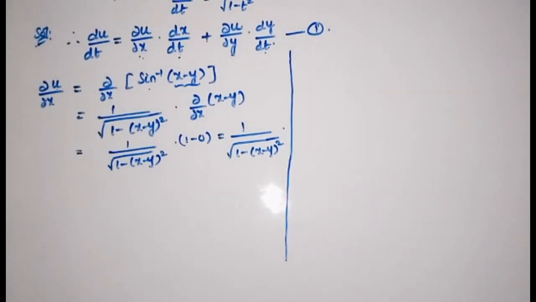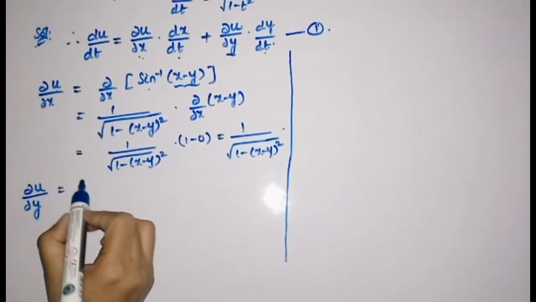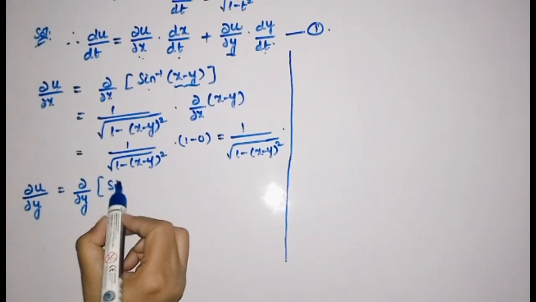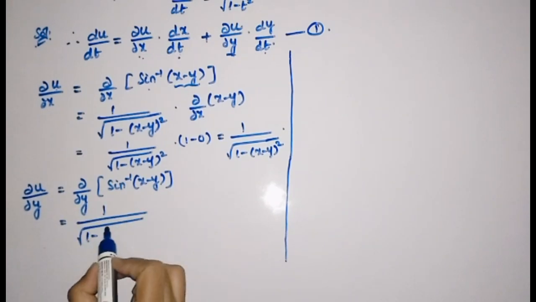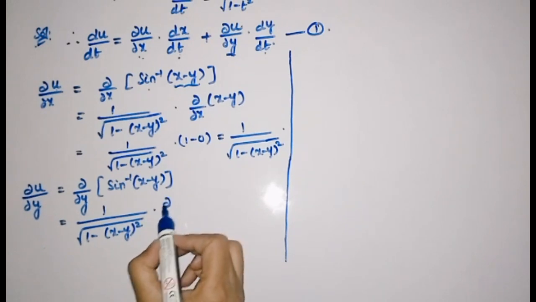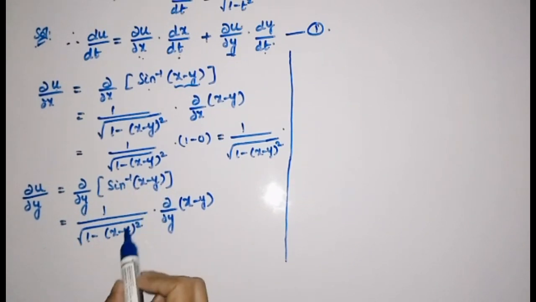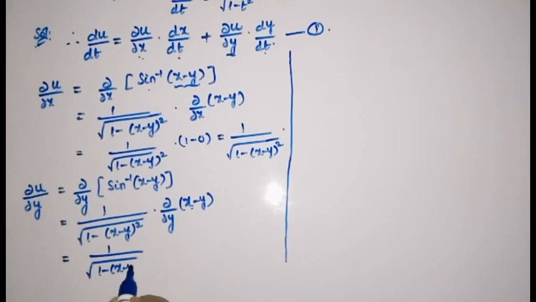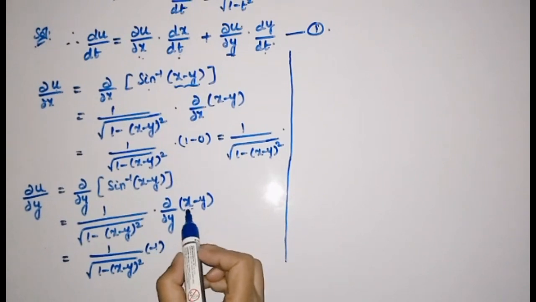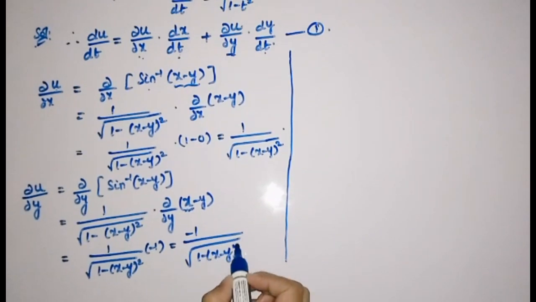And now we have to find the next term, that is dou u by dou y. Dou u by dou y is equal to dou by dou y of u. What is u here? Sin inverse of x minus y. Again sin inverse of x minus y gives 1 by square root of 1 minus x minus y whole square. Again differentiating x minus y with respect to y, dou by dou y of x minus y. So now we get 1 by square root of 1 minus x minus y whole square into minus 1, because x is constant we get 0, 0 minus 1 is minus 1. So minus 1 by square root of 1 minus x minus y whole square. This is dou u by dou y.